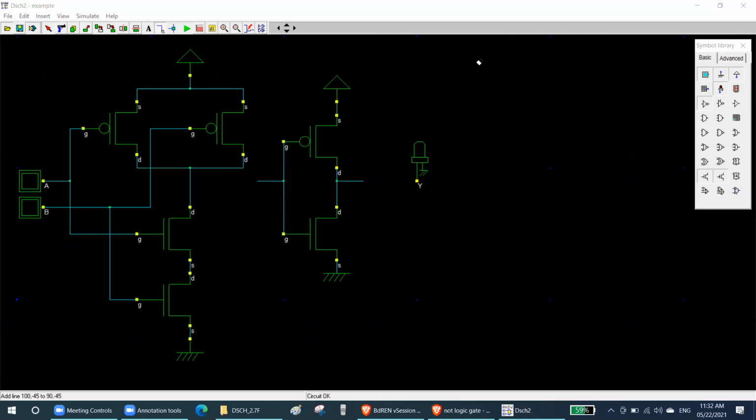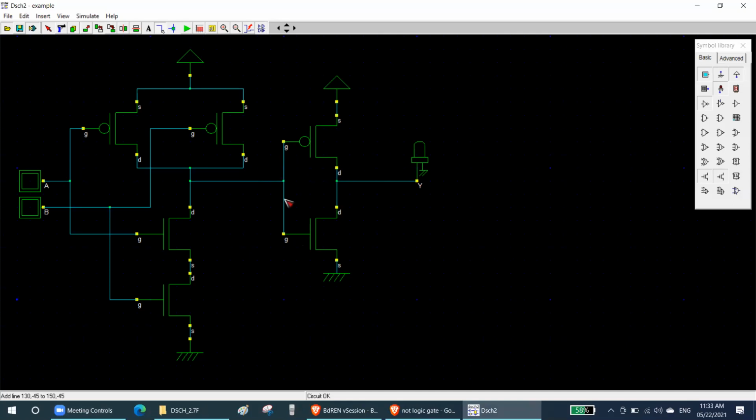So what are we going to do? We are going to connect the output of the NAND gate with the input of the NOT gate. That is here. Then we are going to connect the output of the NOT gate with the output LED. So we're going to do that. Then you will see how this thing works.